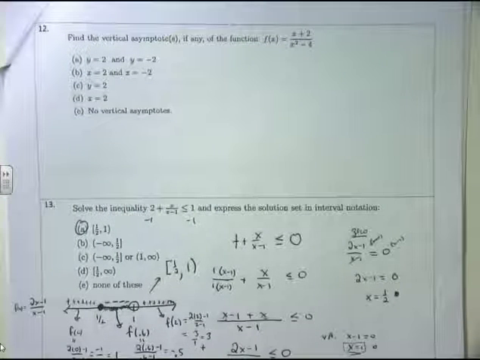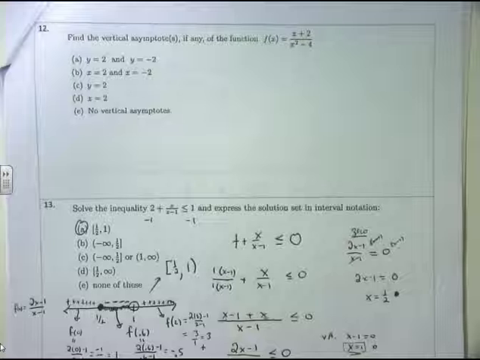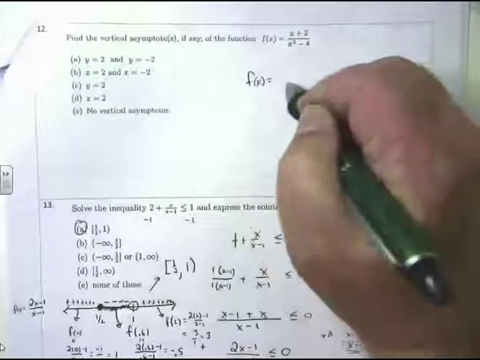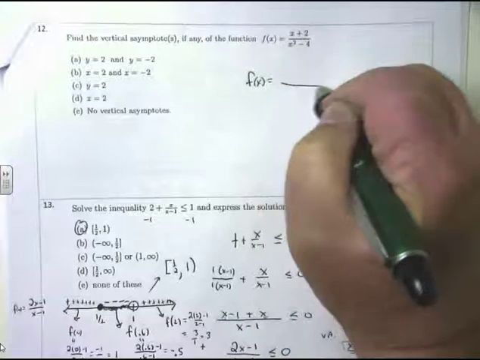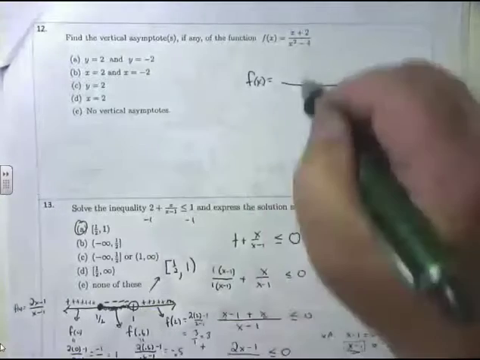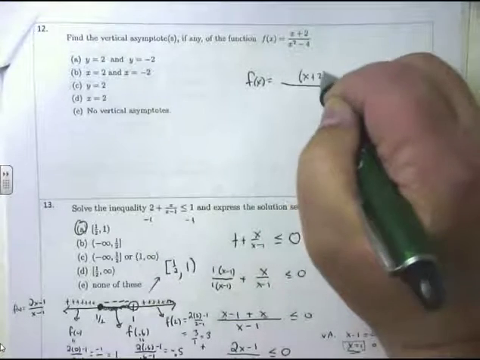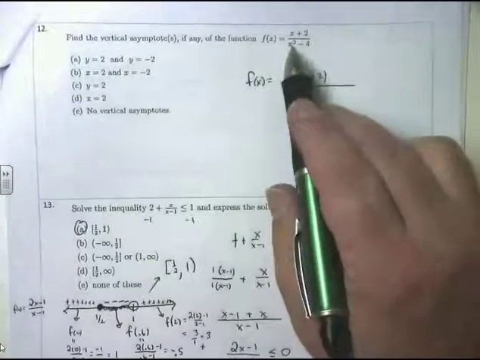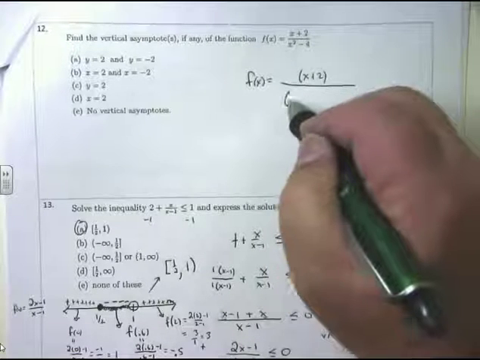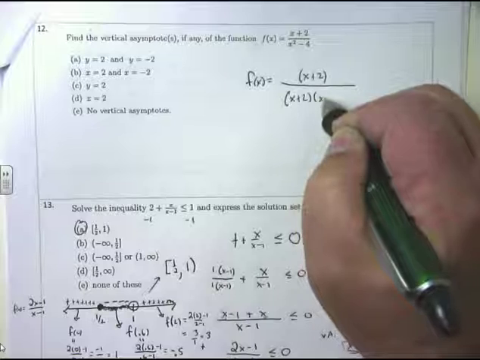The next problem, find the vertical asymptote, if any, of the function f of x equals x plus 2 divided by x squared minus 4. Now remember, the first thing you need to do to a rational function before you figure out the vertical asymptotes is make sure you factor the numerator and the denominator. The numerator is just x plus 2. Can't really factor anything out of that. But the denominator is x squared minus 4. That's a difference of squares, so that factors into x plus 2 times x minus 2.